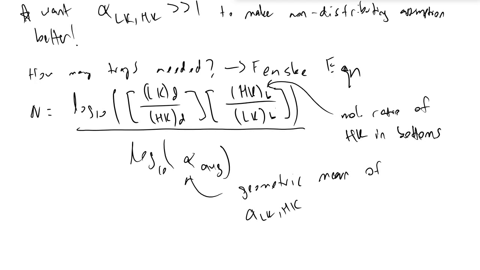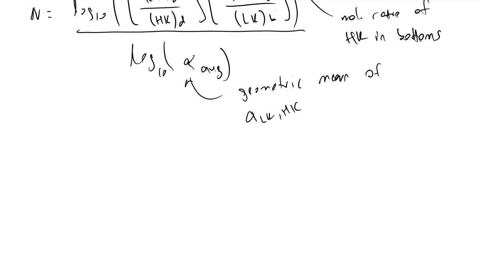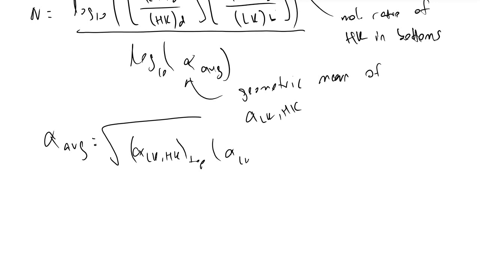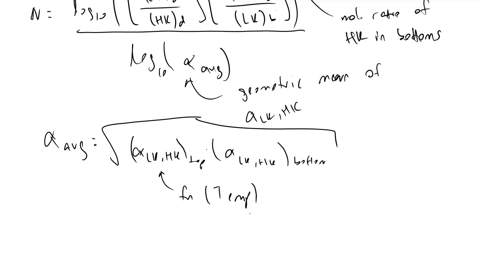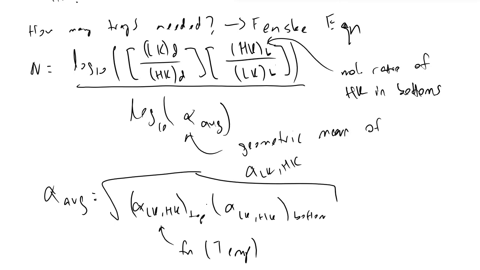And so elaborating on what this alpha average term is, it is equivalent to the square root of alpha LK HK evaluated at the top of the column multiplied by alpha, the relative volatility of your light key to your heavy key at the bottom of your column. And so these are functions of temperature. And once we know what these two terms are, we can evaluate alpha average, and generally in a problem statement, or your supervisor will come to you and tell you that we need a certain molar ratio of our light key in the distillate or something like that. We can now fully define the number of trays that will be needed to a reasonable degree of accuracy.